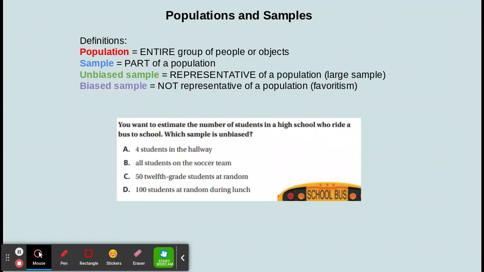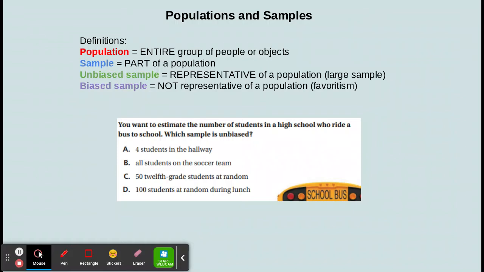So let's look at this example here. You want to estimate the number of students in a high school who ride a bus to school. Which sample, A, B, C, or D, is unbiased, meaning which one is representative of a population? So A, you have 4 students in the hallway that you're going to survey. And that is a biased sample because it's too small.